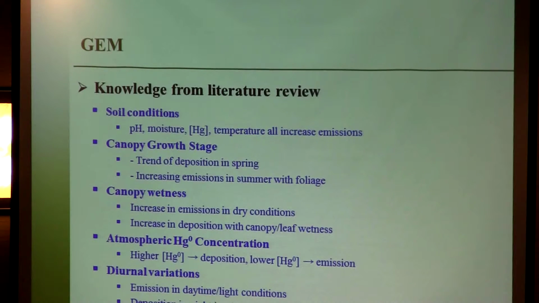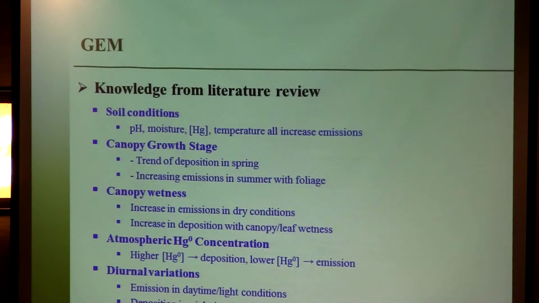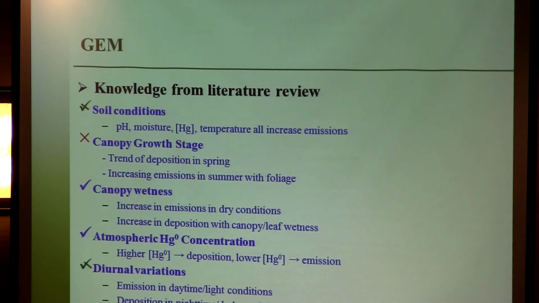Then how do we get that? Two parameters are needed for this bidirectional. That's emission potential from soil and from stomata. So we did some literature review. We found that the bidirectional exchange is dependent on all these factors, such as soil mercury content, air concentration of the mercury of GEM, canopy wetness, and atmospheric conditions. I mentioned that and other stuff.